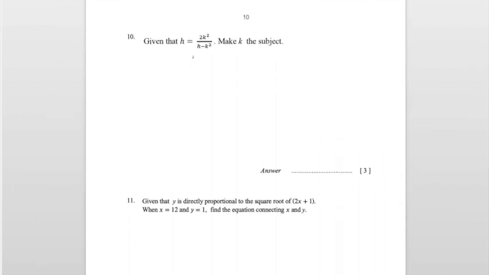Let's now move on to the next sum, which is to make k the subject of the formula. Now, when we have an equation that has a fraction like this, the first thing to do is to cross multiply. We can treat h as h over 1. Cross multiply means multiplying diagonally, so we have h multiplied by h minus k squared, and the other diagonal will give us 2k squared.